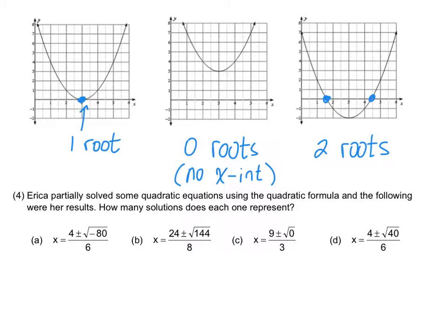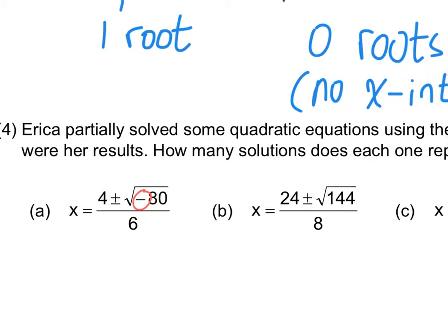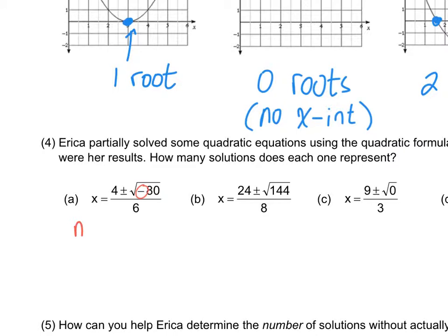Anyway. So number 4, Erica partially solved some quadratic equations using the quadratic formula, and the following were her results. How many solutions does each one represent? I said A was the obvious one, and the reason for that is what? Why did I say that was obvious? Because I'm being a wise guy? Sometimes. Not this time, though. Because it has a negative under the radical, yeah. That negative under the radical is telling us that there are no real roots.